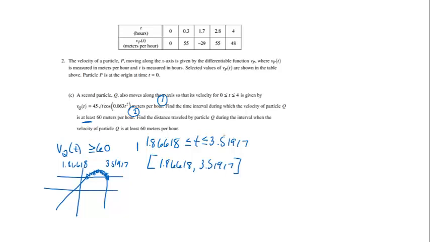Okay, and then the second part said to find the distance traveled by particle Q during that interval. So we know distance traveled is the integral from A to B of velocity. So we definitely want to use that formula. So I'm going to be going from 1.86618 to 3.51917, and it's going to be the integral of the velocity of Q.